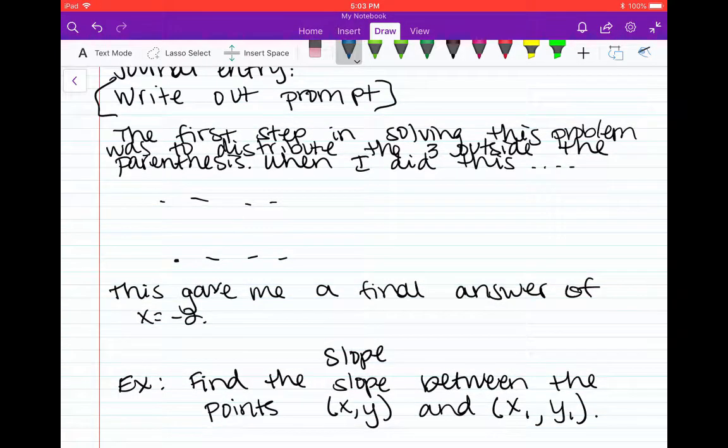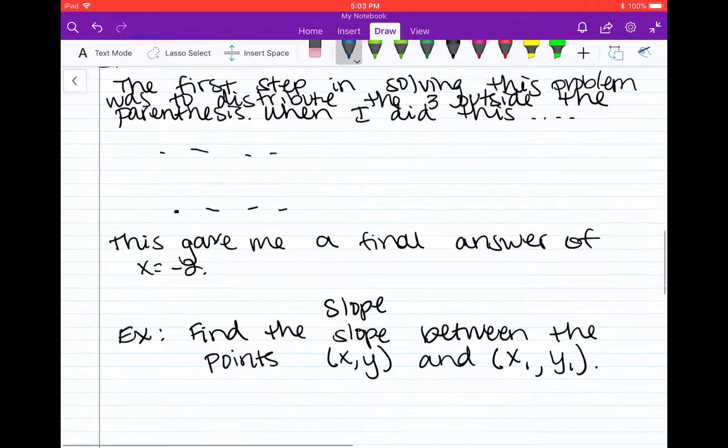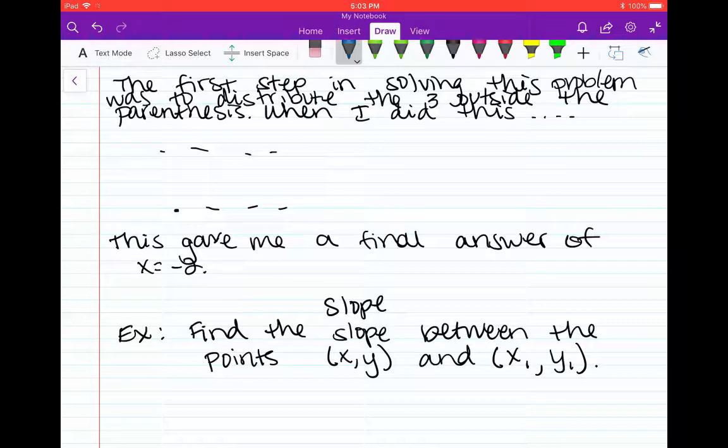That journal entry needs to be 1 to 2 paragraphs. They need to be complete thoughts. I need to be able to follow the thought. Make sure you look at the rubric to know what I'm looking for there.